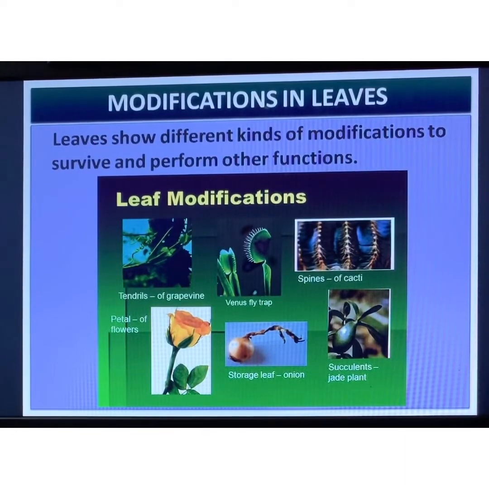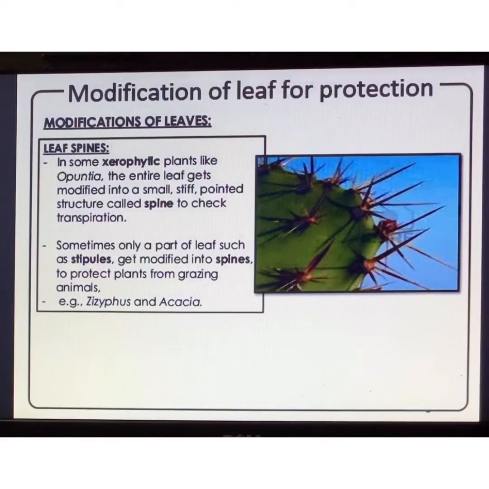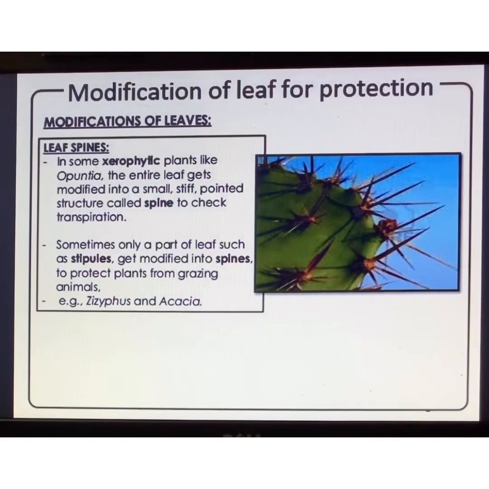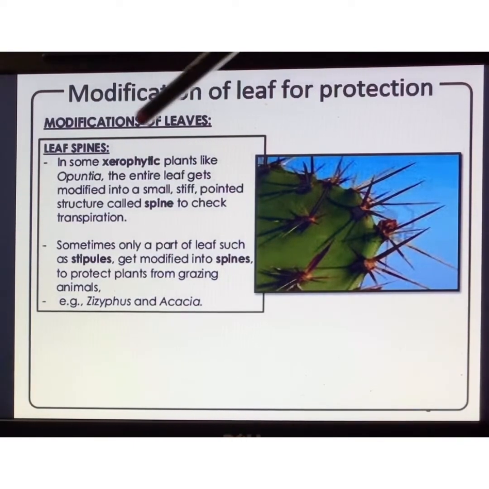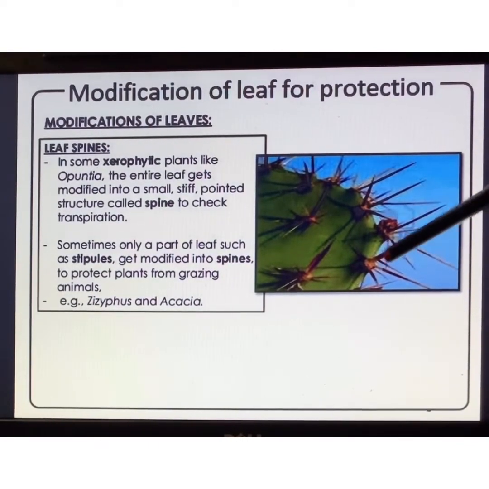So, summing it up, we did three modifications in leaves. What are modifications? The modifications are the changes made in the plants or leaves. Basically, here we are studying the modifications in leaves which help the plants to survive and perform other functions. And three modifications we have studied: leaf modification for protection, for support, and for food storage. Now I have just a small exercise for you. The first modification is the modification of leaf for protection. Now, leaf spines, you can see those thorns present on this particular part of the cacti plant.